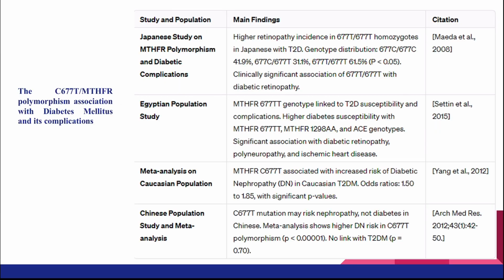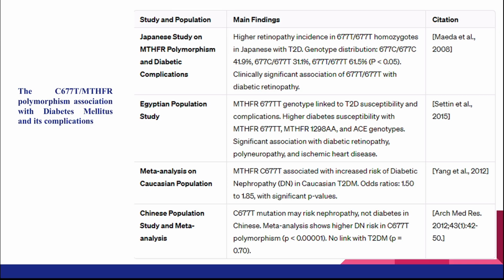Moving along to the association with diabetes mellitus and its complications. An interesting study was done, and it showed that both the Japanese population and the Egyptian population showed that TT homozygous had an increased incidence of diabetic retinopathy, which is a complication of diabetes mellitus. So, clinically significant levels of TT homozygous were seen with diabetic retinopathy. Similarly, in the Egyptian population studies, it was seen for diabetic retinopathy, also for polyneuropathy, and even in the case of patients with diabetes mellitus having ischemic heart disease. All had a similar genetic polymorphism of homozygous TT genotype.